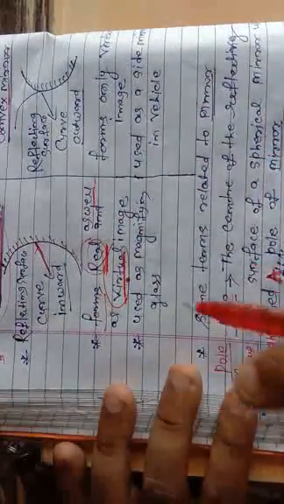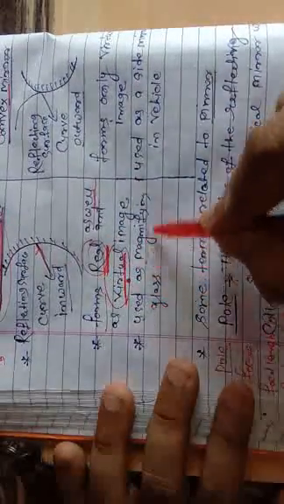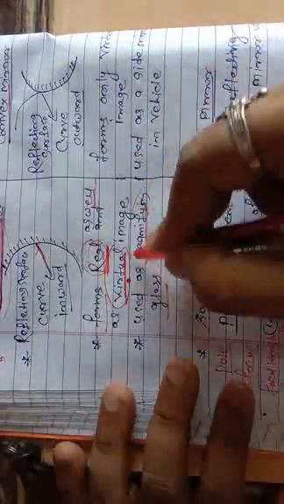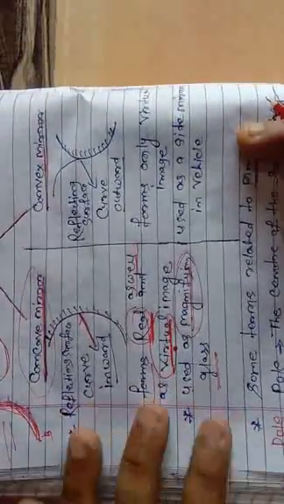Second thing is that the concave mirror is also used as a magnifying glass. It has a property to magnify the object. Magnify means what? To increase the size of the object. So these three are the properties of the concave mirror.